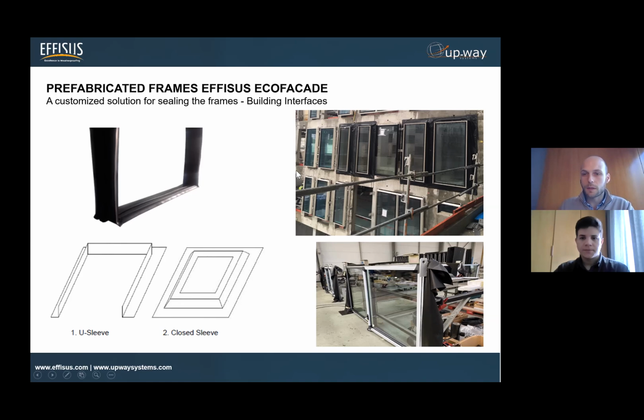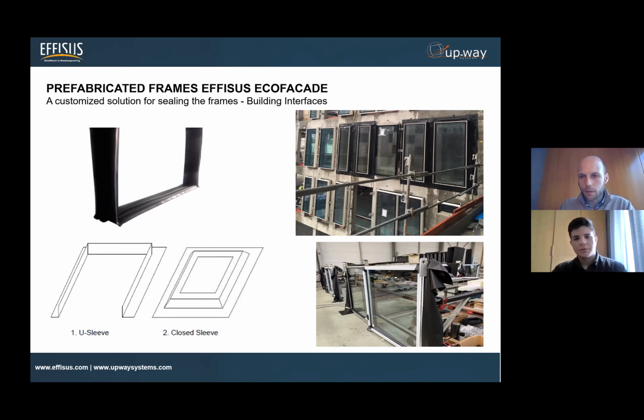Okay, each project is a different one, and we like to look at it that way. So this is a solution that normally also benefits off-site installation. Of course, this allows the window to already come with this band all around it. And I think that's it, João. If you'd like to add something, please feel free.